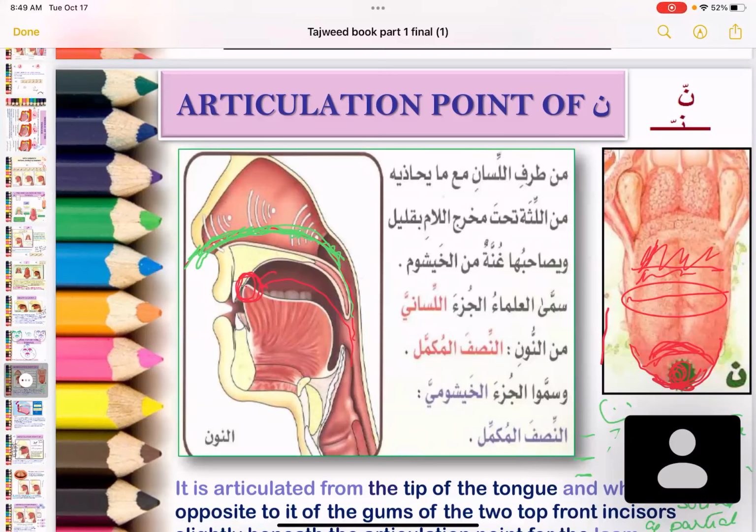And also, Noon has the sound that travels through the nose area, right? The Khaishum area, which is also one of the outlets for the sound of Noon. So two areas: the area of the tip of the tongue and the surface of the tongue near the edge of the tongue, and the nose.